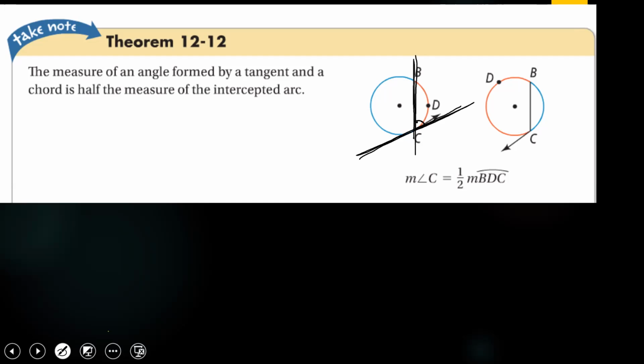made from a chord and a tangent line is half the measure of the arc, which is BDC. So this is the angle here, and this is the arc, which is BDC. So this angle that comes between the tangent and the chord will be half this intercepted arc, which is BDC.